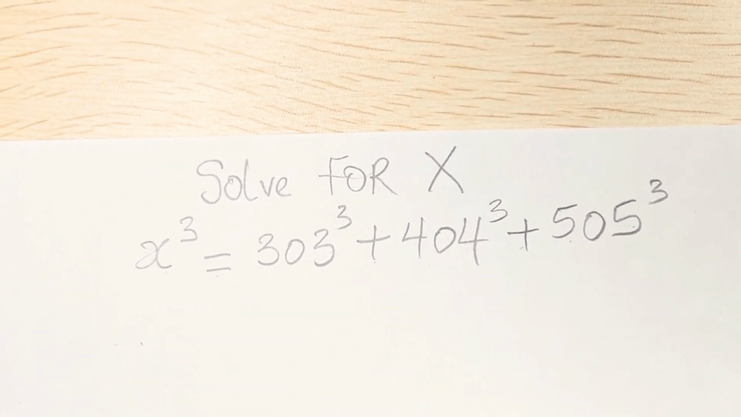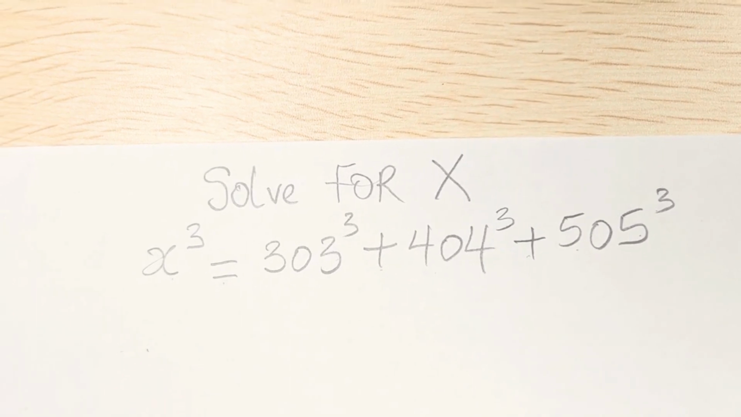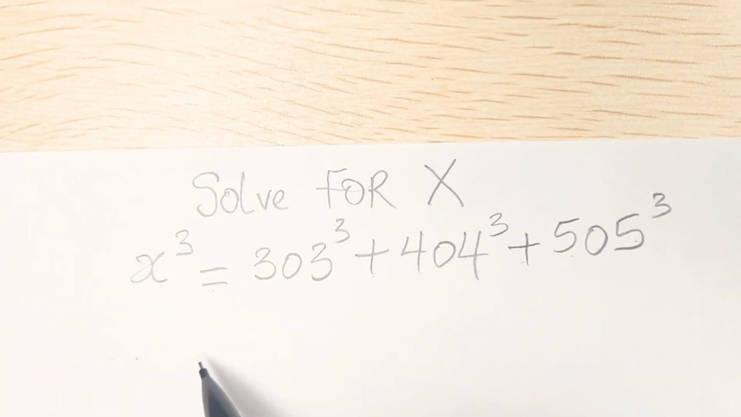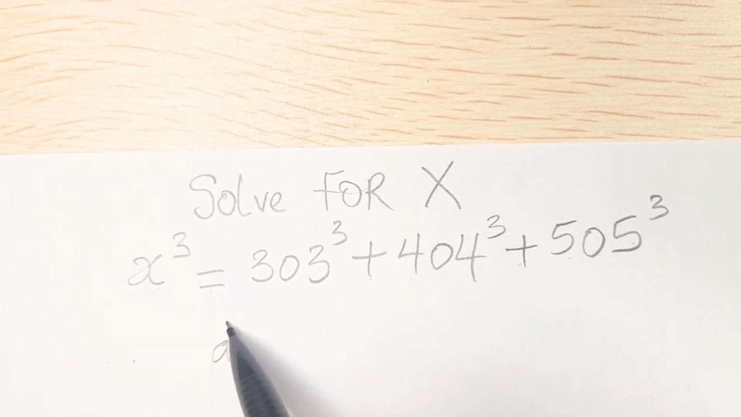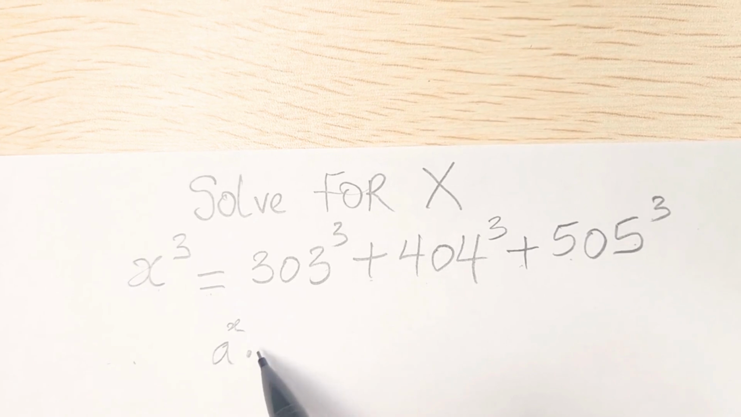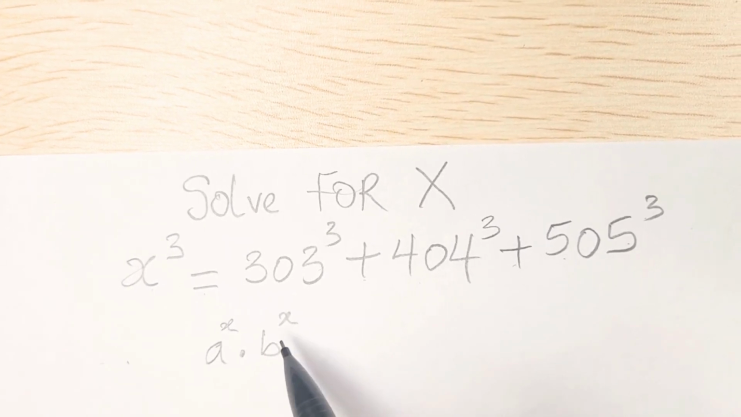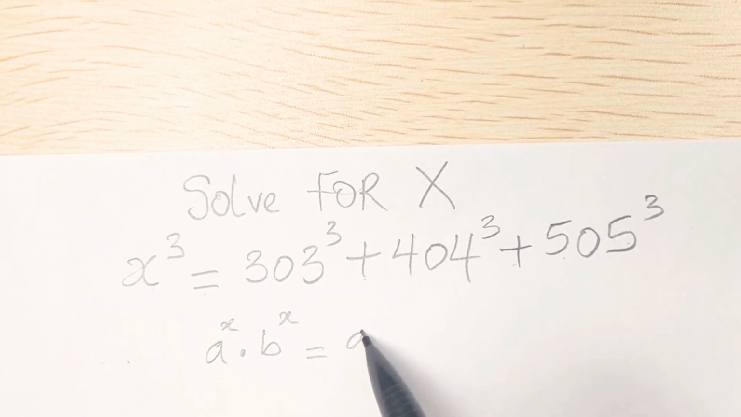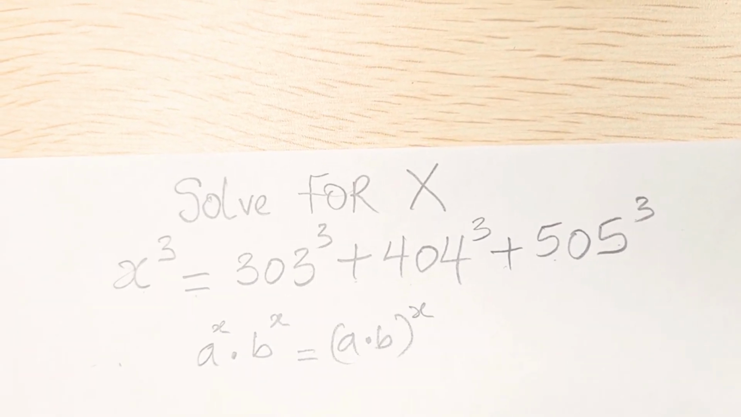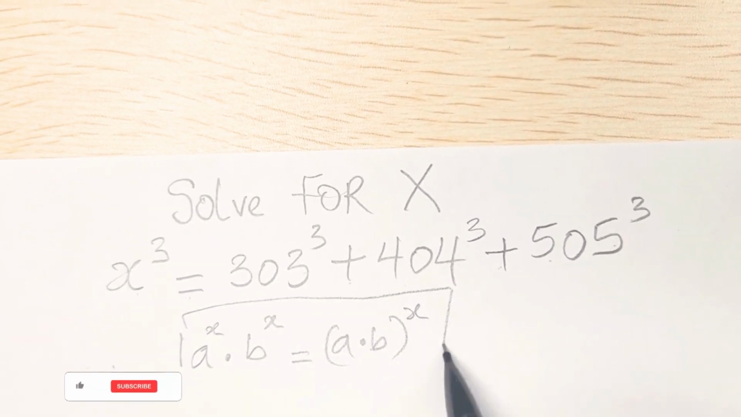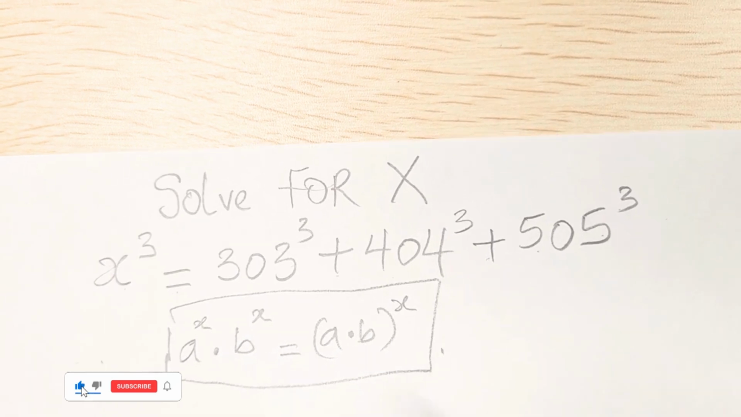So how do we go about this? Now let's establish a formula. We know that a raised to power x times b raised to power x is the same thing as ab raised to power x. Okay, so that's established.